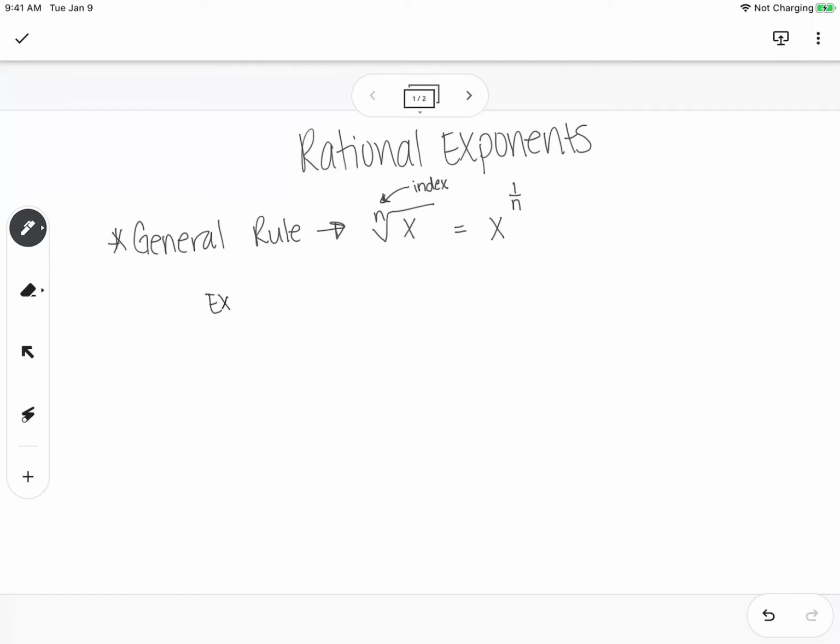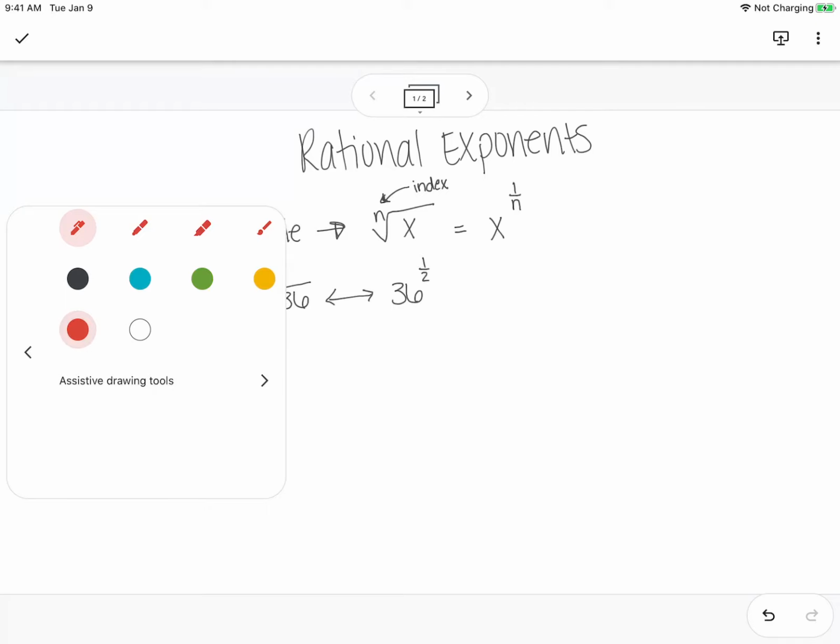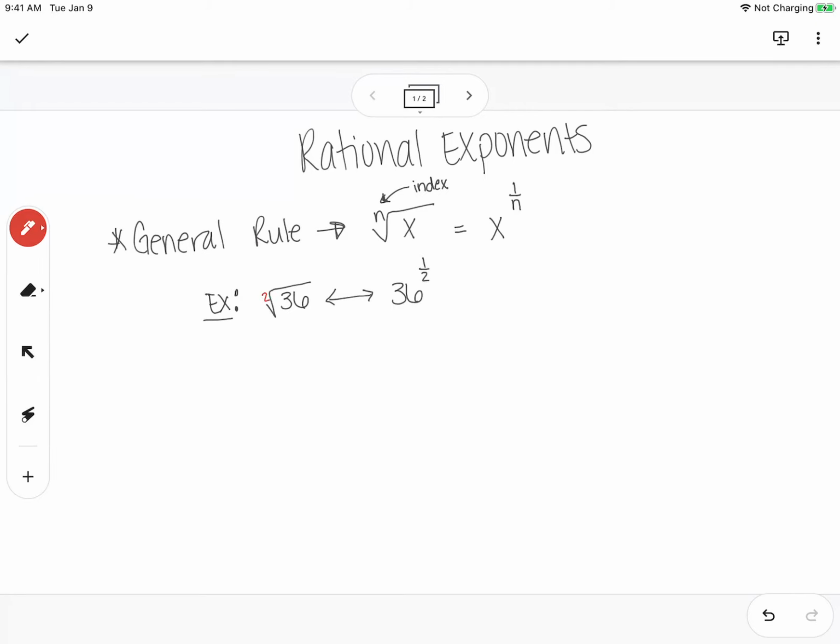So let's take a look at some examples with some numbers. So if I take the square root of 36, we all know that that means 6. But if I only ask you to write it as a rational exponent, that's the same as saying 36 to the 1/2 power. 36 to the 1/2 power is the same as saying the square root of 36. There is a small little 2 right here with a square root. We don't generally write that little 2 there as my index. It's understood to be there.